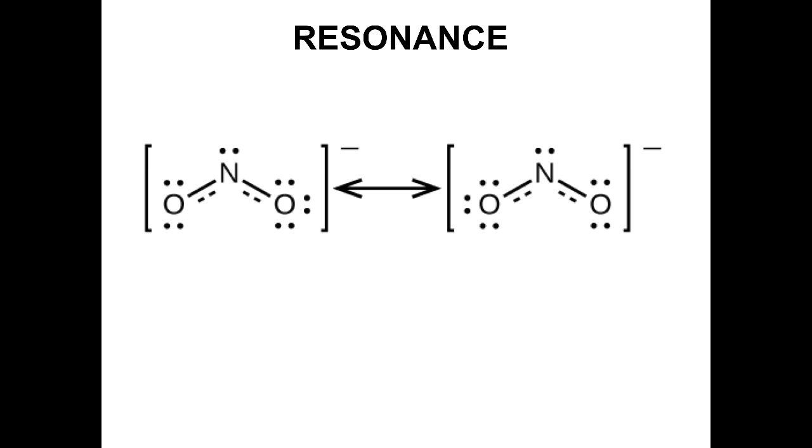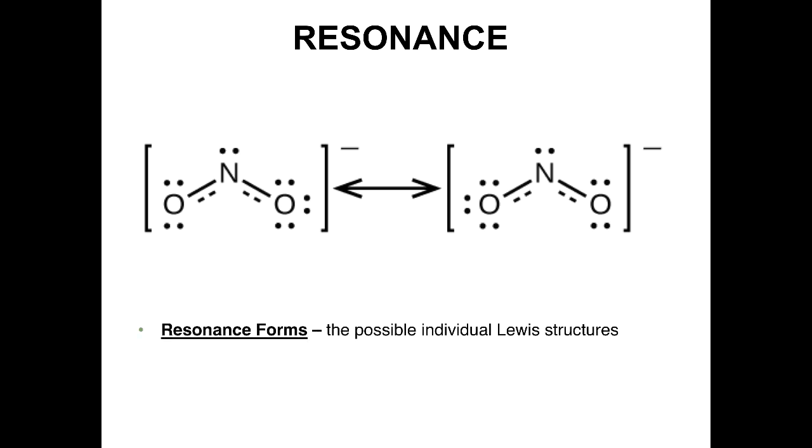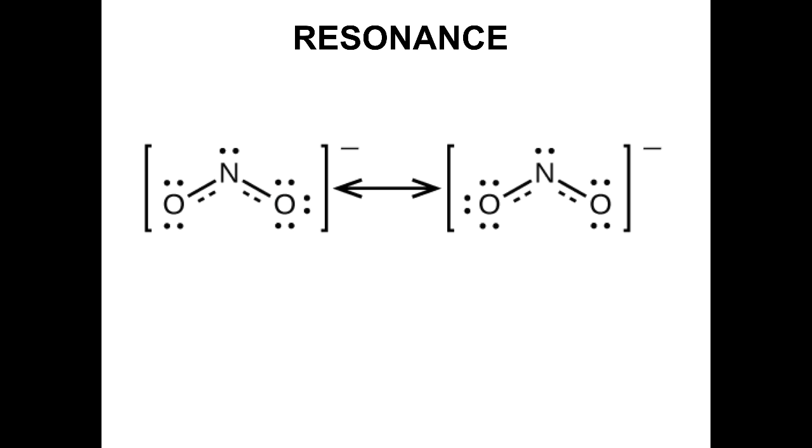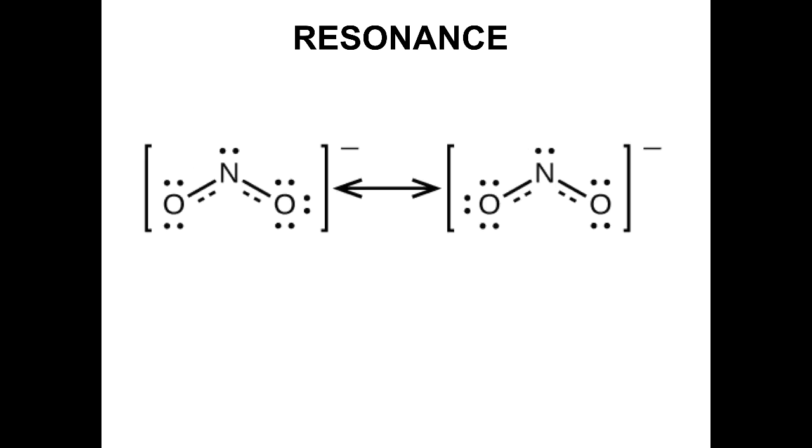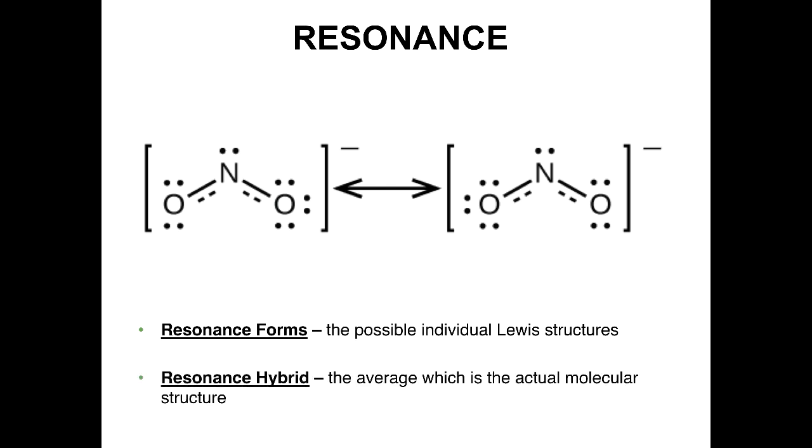Now if you use a dashed line, you generally don't necessarily need the arrowhead. What the arrowhead is frequently used for is if you use a solid line to represent a double bond and a single on the other atom, and then you switch it on the other side. So these two are known as the resonance forms. It's the possible individual structures. Actually, these are the two resonance forms right here. And the resonant hybrid is what's shown in this slide, which is the average actual molecular structure.